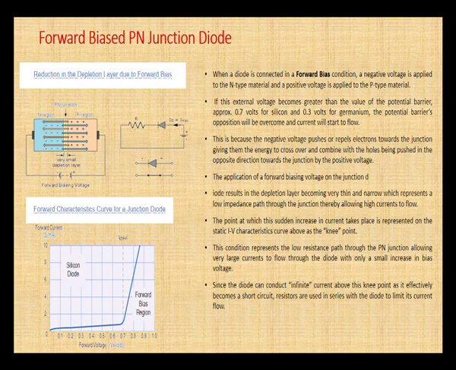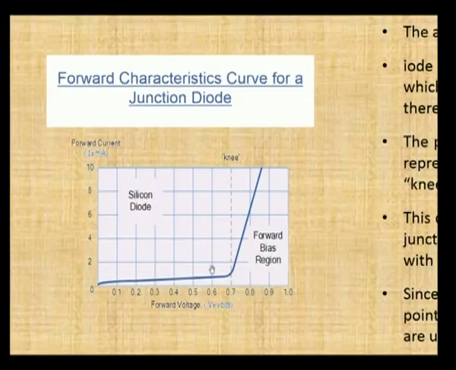This is due to the application of an external negative voltage to the N region and a positive voltage to the P region. The point at which this sudden increase in current takes place is represented as a knee point, as shown in the characteristics of the forward diode. I also said there will be a voltage after which only we can expect conduction. For silicon it is 0.7.